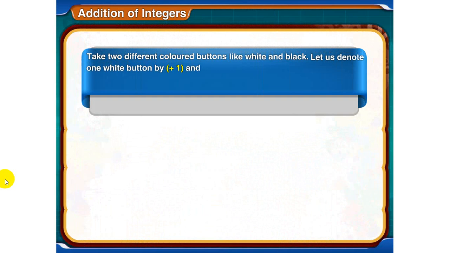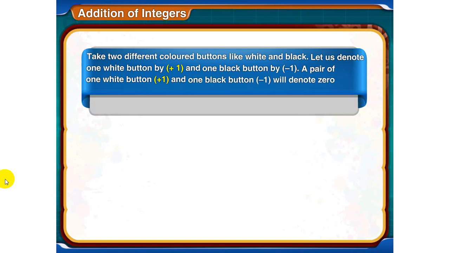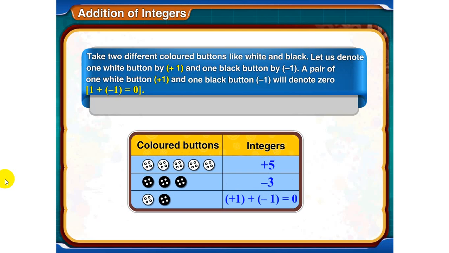Second game. Take 2 different colored buttons like white and black. Let us denote one white button by +1 and one black button by -1. A pair of one white button, that is +1, and one black button, that is -1, will denote 0. That is 1 plus -1, that is equal to 0. In the following table, integers are shown with the help of colored buttons.